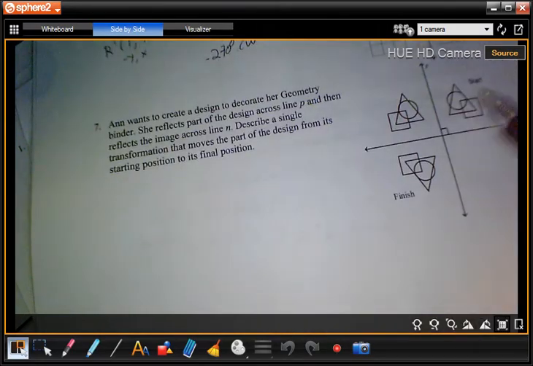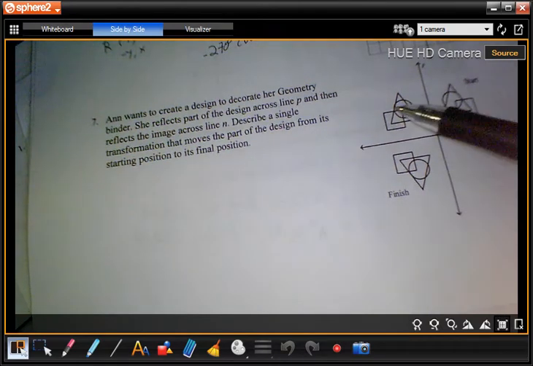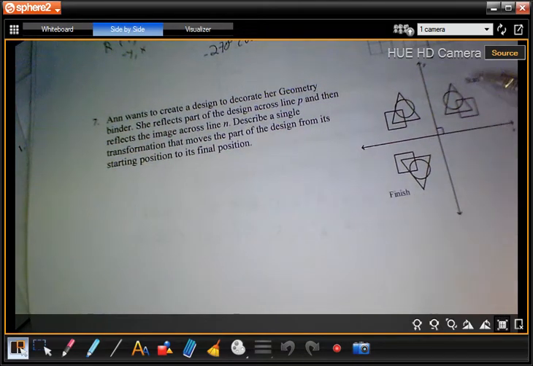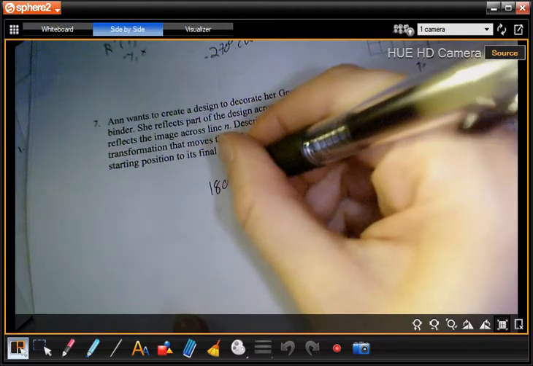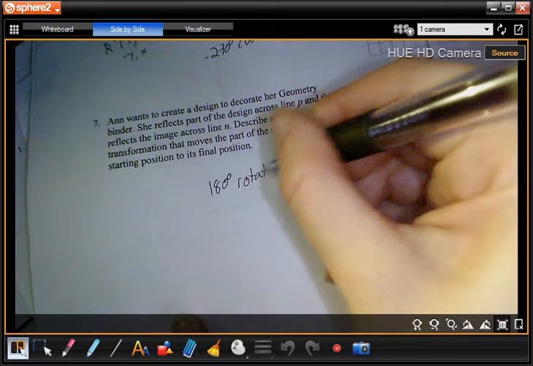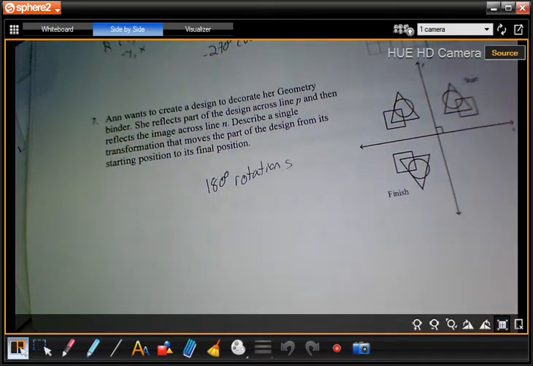Okay, number 7. If I reflect over line 1 and over line P and then over line N, I get this. But if I want to go from the start to the finish and skip the middle, what's happening? A 180-degree rotation. Does it matter if it's counterclockwise or clockwise? Because I end up in the same spot. Okay. Any questions about this page before we move to the next one? No. Nope.